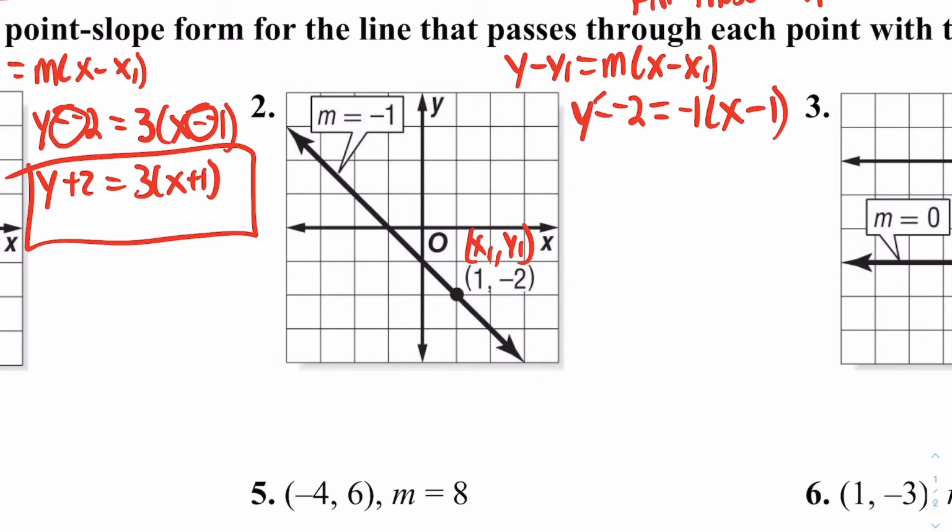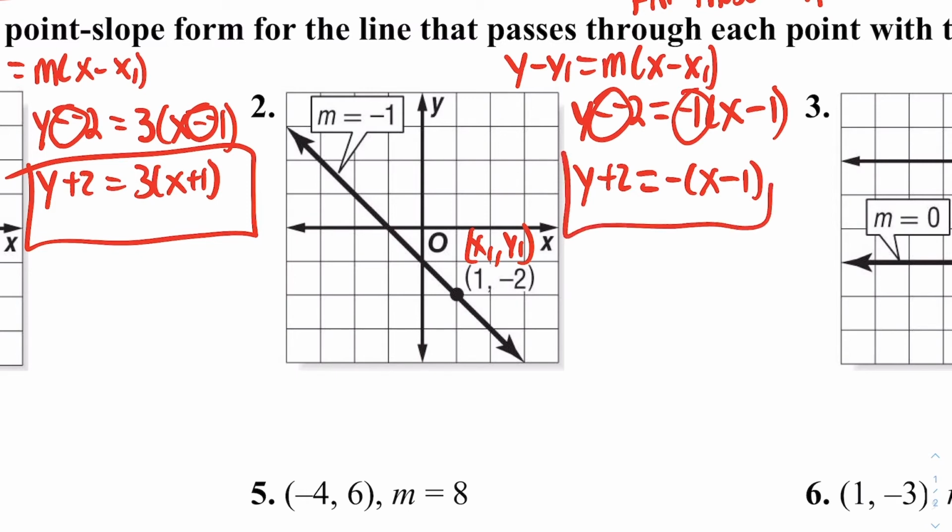Once again, we just need to simplify some of these signs. So we're going to do y plus 2, because there were two negatives, equals. Instead of writing negative 1, we can just put a negative outside of this parentheses, and it's going to mean the same thing. And this is it.